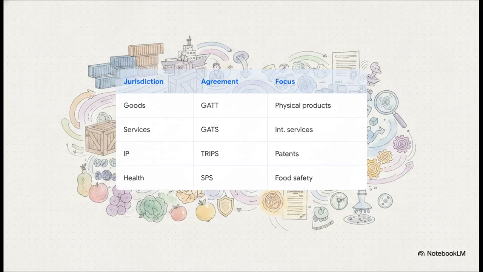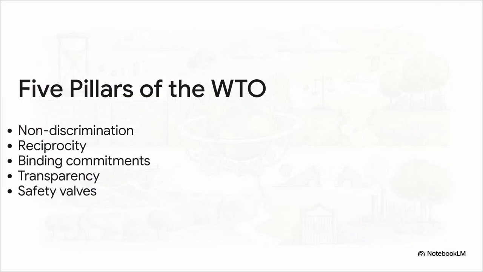This ensures that health and safety standards, like the pesticides used on imported food, are actually legitimate, rather than just being disguised trade barriers. Now, to even sit at the table and play this game, nations have to agree to 5 core pillars. The biggest one is non-discrimination, often called most favored nation treatment. Basically, if you grant a special trade favor to one WTO member, you have to grant it to all of them. You also have to guarantee reciprocal market access, stick to your published ceiling bindings, meaning no randomly jacking up your tariffs overnight, and maintain total transparency.